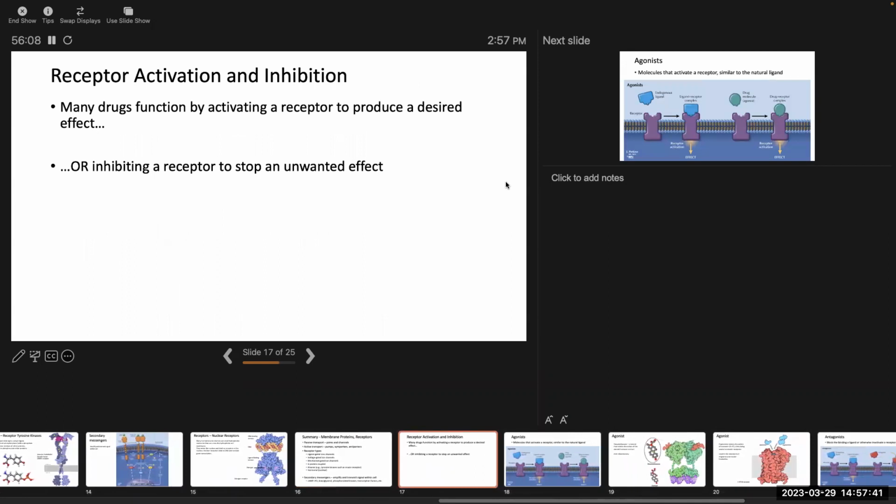So one reason that I'm frequently asked to illustrate these kinds of processes is because a lot of drugs function by either activating a receptor or inhibiting a receptor. So a lot of drugs either mimic the action of a natural ligand to stimulate a receptor, or they will block the natural ligand from binding.